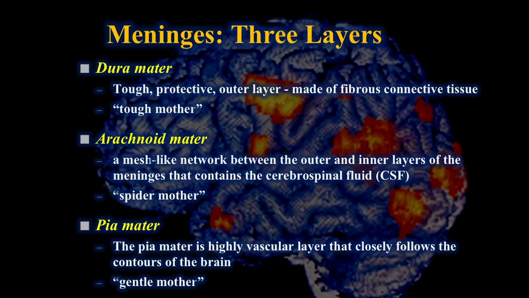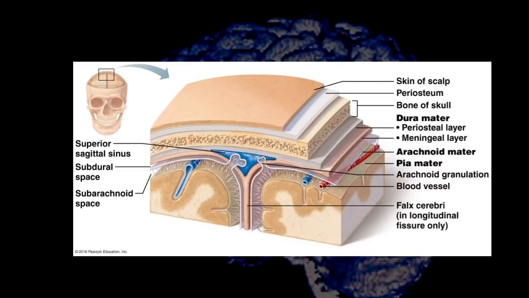Okay. It's highly vascularized. It's where your capillaries are going to be located. And it follows the contours of the brain. So it goes over the gyri, and into the sulci. Okay. Really, really close. And the next slide, I've got a picture.